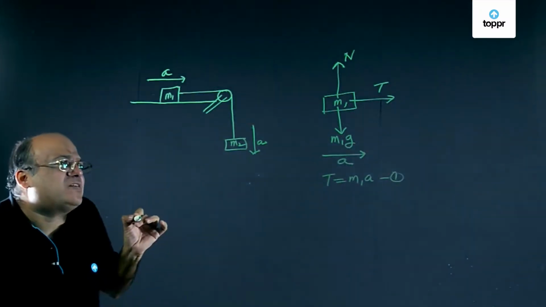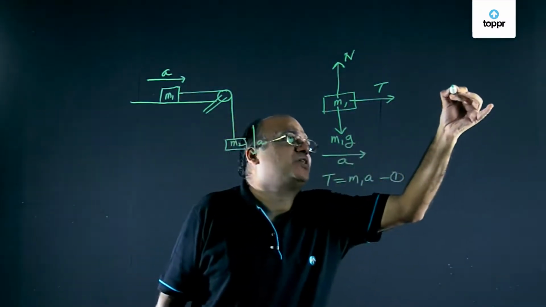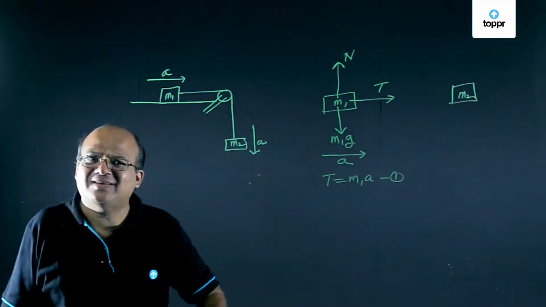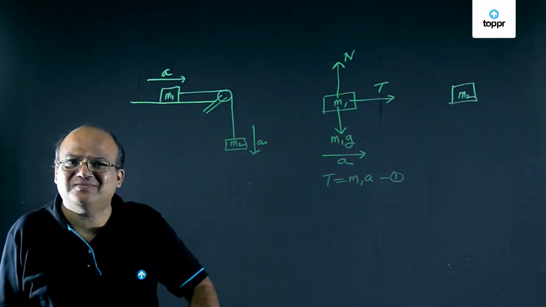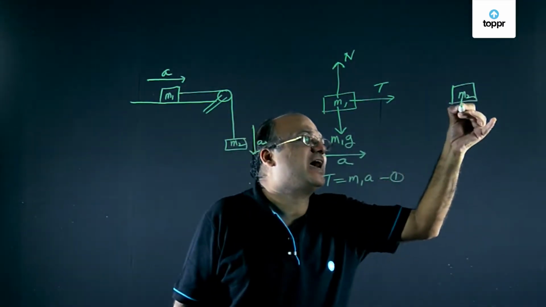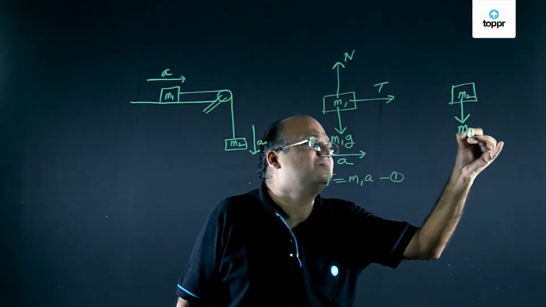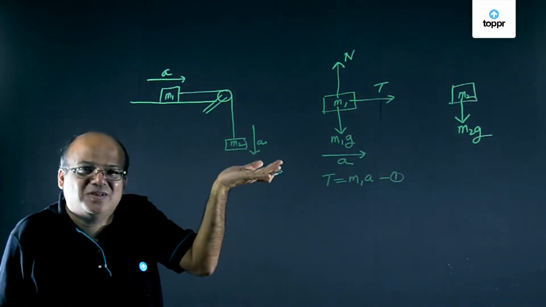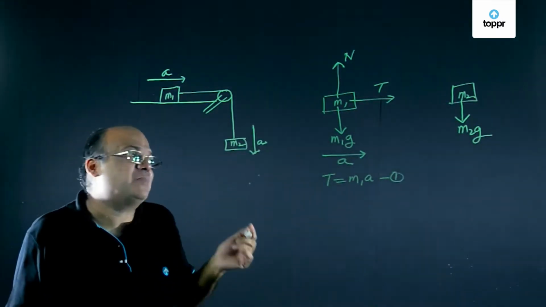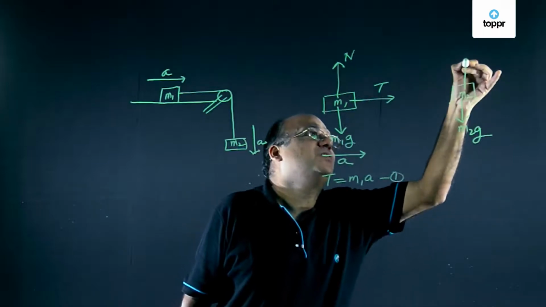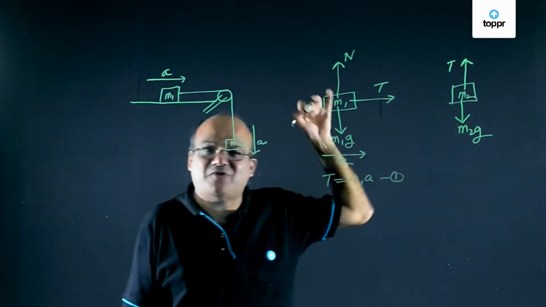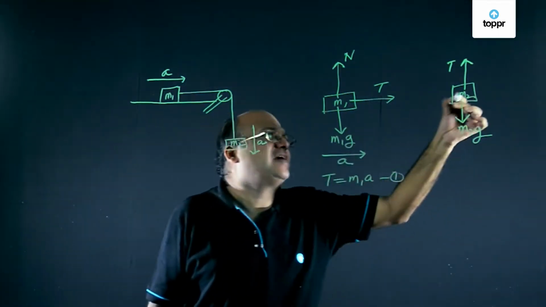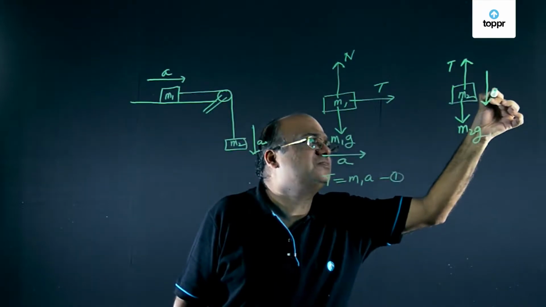Right? Now let us look at m2. What are the forces acting on m2? m2 is having mass. The earth will pull it down, so therefore the weight will act vertically downwards. m2 is not resting on a surface. Nothing is below m2, so no normal reaction. But m2 is connected by a string, so tension will act away from m2 along the string. That is the property of tension. And the acceleration is downwards.